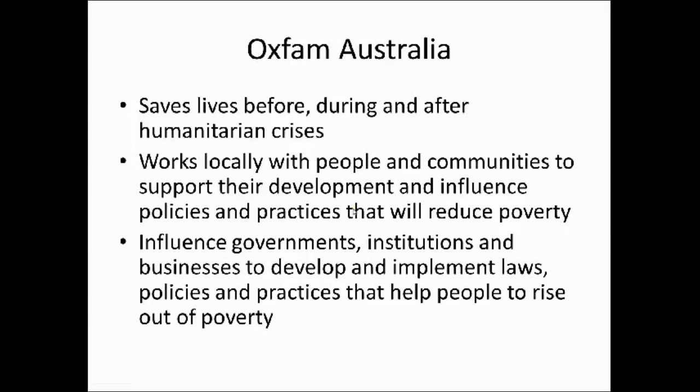Let's take Oxfam Australia as an example. These purposes and descriptions of its work are taken from its website. Oxfam saves lives before, during, and after humanitarian crises. It works locally with people and communities to support their development and influence policies and practices that will reduce poverty. And it seeks to influence governments, institutions, and businesses to implement laws, policies, and practices that will help people to rise out of poverty.